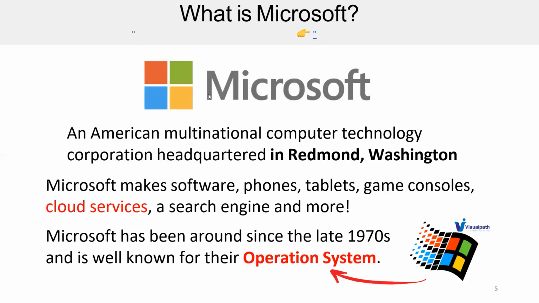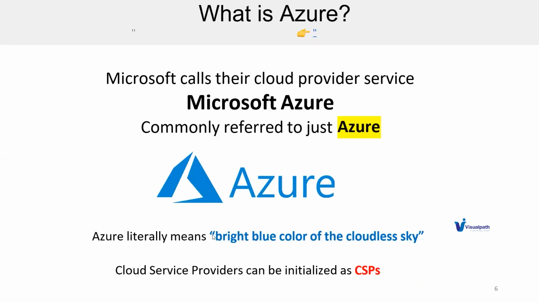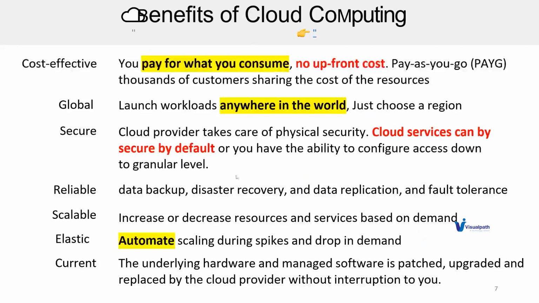And then I talked about what is this Microsoft, and then I told about what is this Azure. This is the bright blue color of the cloudless sky. Lakshmi, tomorrow if I'm going to ask you what is this Azure, the meaning is the bright blue color of the cloudless sky. Okay, these cloud service providers are called CSPs. Then we talked about the benefits of cloud computing.